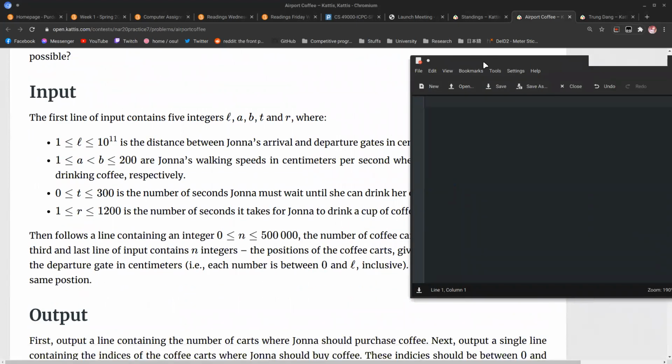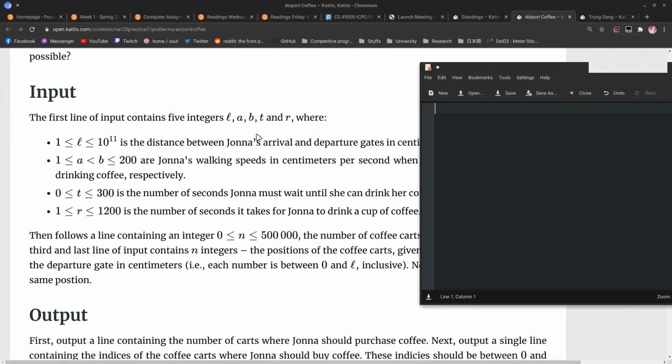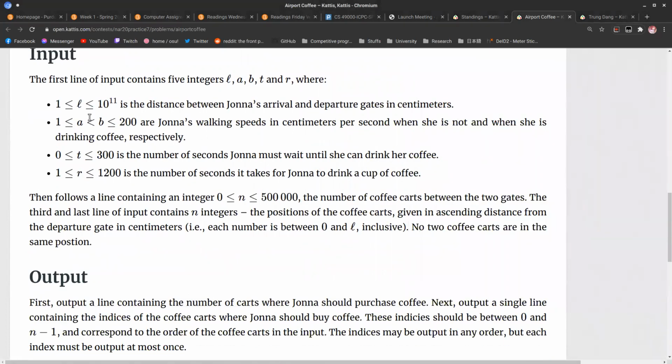So there's a really long line, and you want to basically go from one end of the line to the other. Along the line, there are coffee shops, and from the coffee shops, you can buy coffee. For each cup of coffee that you have bought, you need to wait some number of seconds before you can drink it, and then you drink it for some other number of seconds.